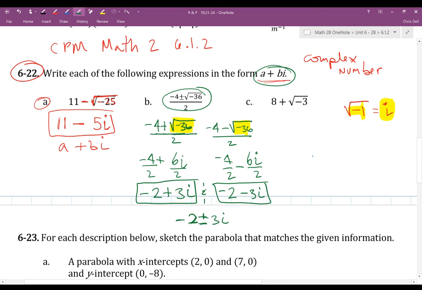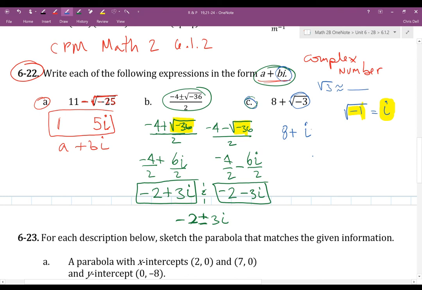Okay, last one. So what happens with C here? In this form, I need my imaginary number part, right? Once again, I know that the square root of negative 1 is i, so I first have to clean that up. I would have 8 plus what? Well, I have a negative, so I know I've got an i in that. But the square root of 3 is not a perfect square. The square root of 3 is an irrational number, about 1.7, so we want to leave it exact.